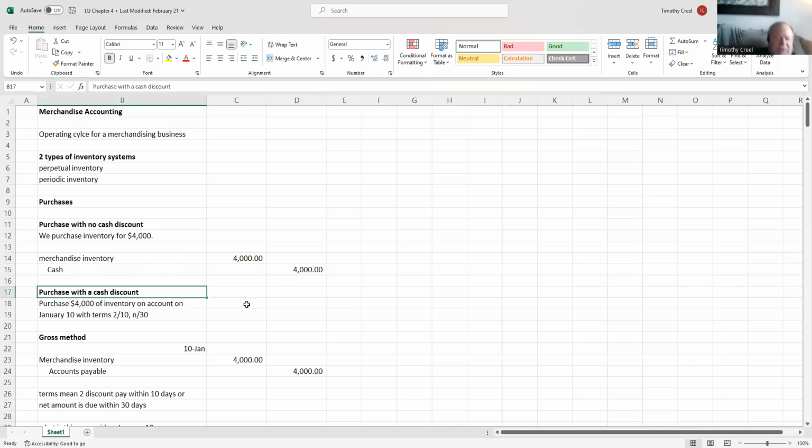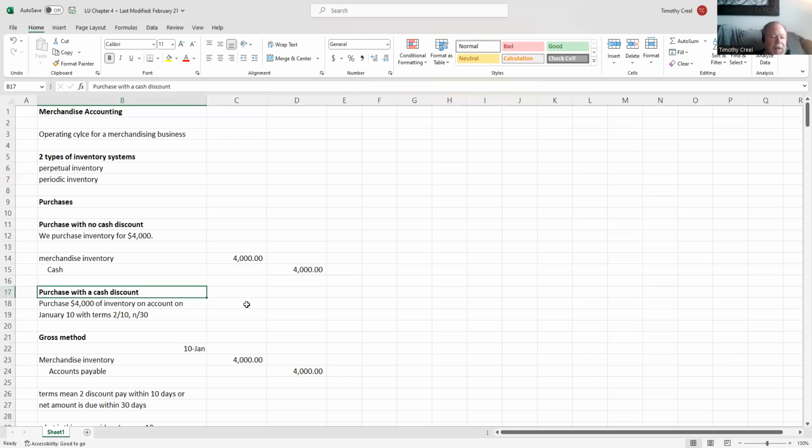Now, what if we have a cash discount? Or what if we have the ability to take a cash discount? What this means is that a lot of times suppliers, if you're buying goods from them, will offer you discounts for paying them quickly. Think about it this way, as a business, you want to get paid as quickly as possible. The quicker that you collect from customers, the more quickly you have the ability to invest those funds back into your business.